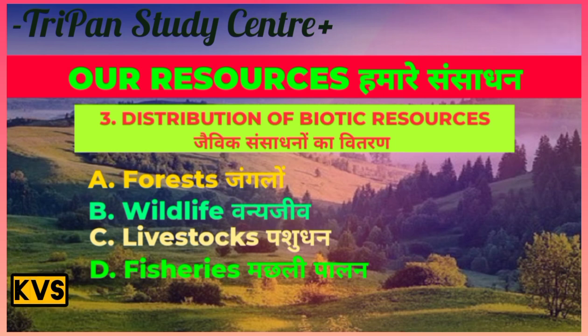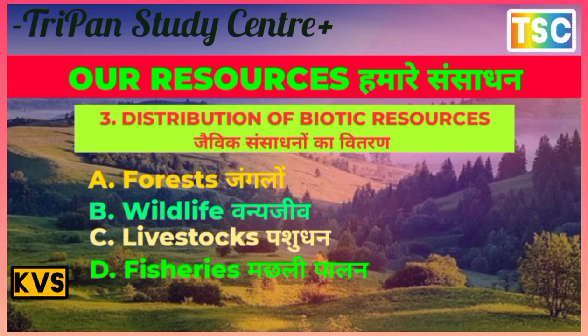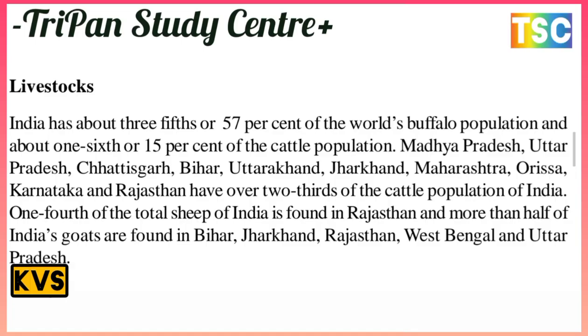The next topic is livestock. India has about 57% of the world's buffalo population and about 50% of the cattle population. Madhya Pradesh, Uttar Pradesh, Chhattisgarh, Bihar, Uttarakhand, Jharkhand, Maharashtra, Orissa, Karnataka, and Rajasthan have over two-thirds of the cattle population of India. One-fourth of the total sheep of India is found in Rajasthan, and more than half of the Indian goats are found in Bihar, Jharkhand, Rajasthan, West Bengal and Uttar Pradesh.